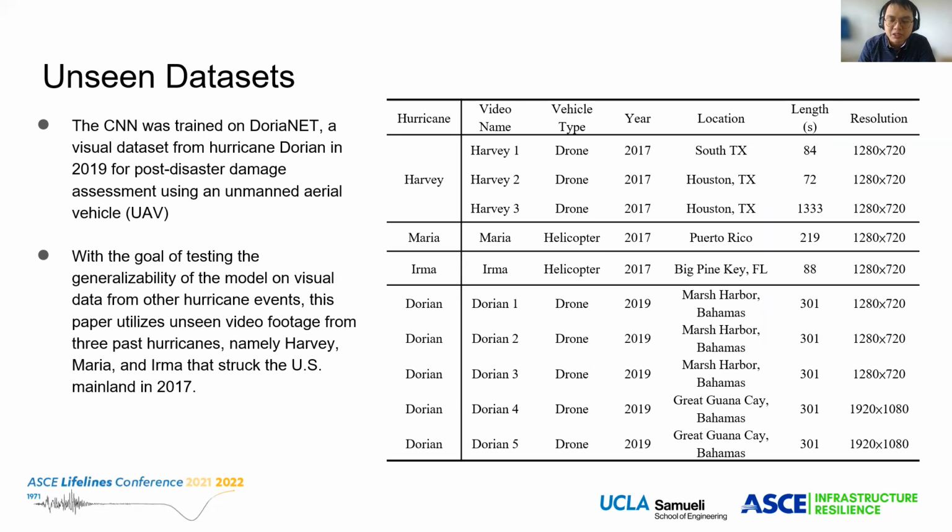The CNN was trained on the DorianNet dataset, which is a visual dataset from Hurricane Dorian in 2019 for post-disaster damage assessment using UAV imaging. And this study creates and utilizes an unseen in-house dataset from three past hurricanes, namely Hurricane Harvey, Maria, and Irma, to evaluate the performance of the trained CNN models. This data's description is shown in the table on the right-hand side.